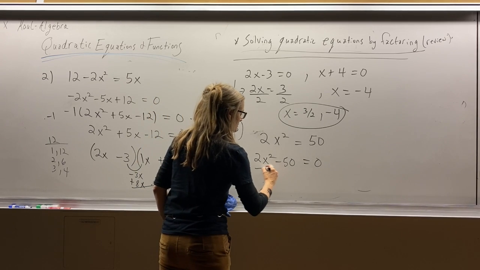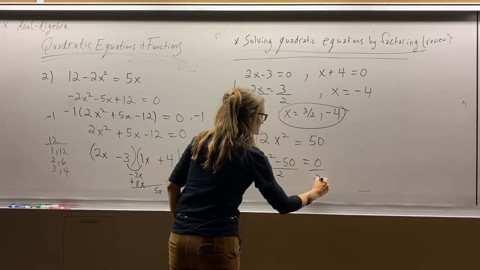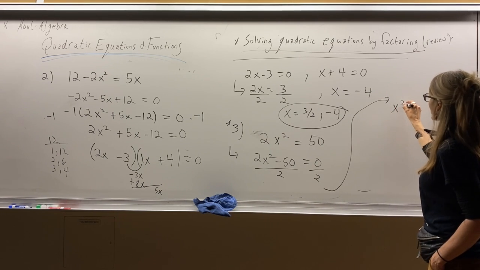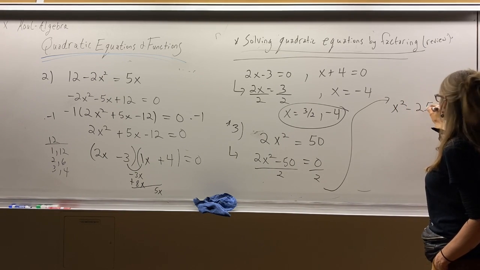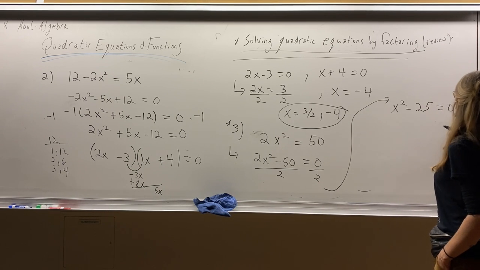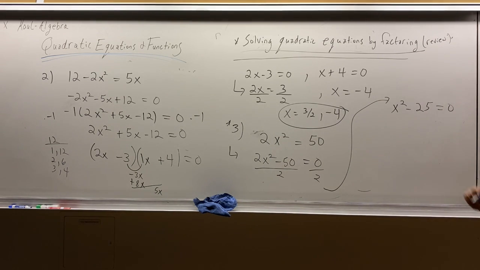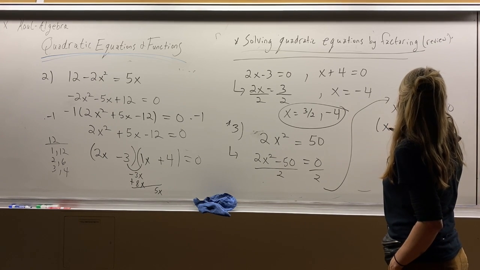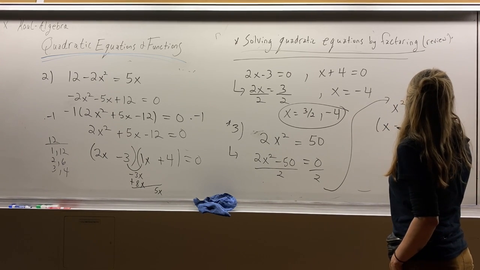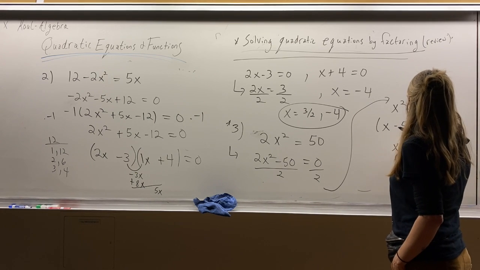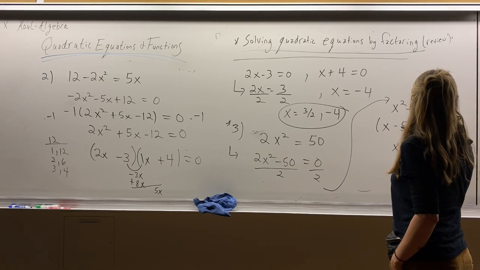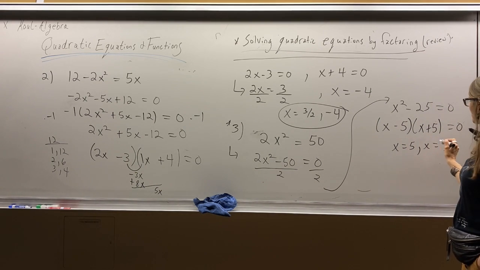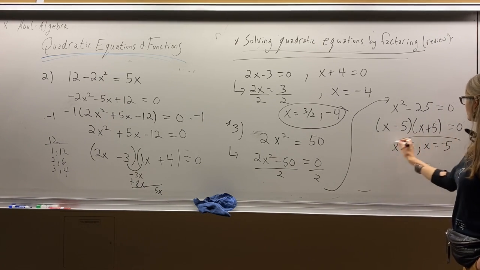Well, let me just go ahead and show you. Divide by 2, divide by 2. Now my next step would be x squared minus 25 equals 0. Then we would apply the factoring technique of difference of squares, which would be x minus 5, x plus 5 equals 0. We get x equals 5 and x equals minus 5 as my solutions, and that would be your final answer.